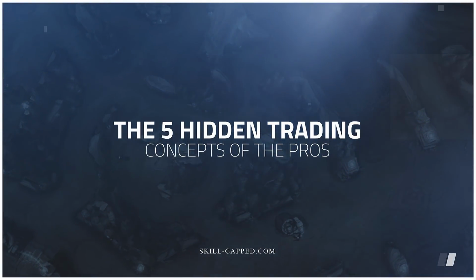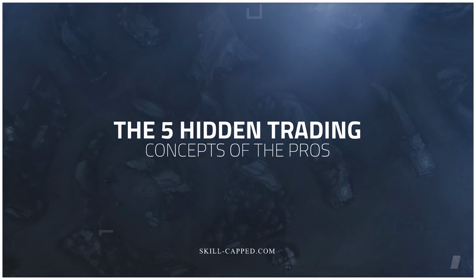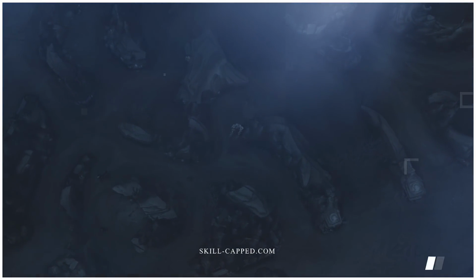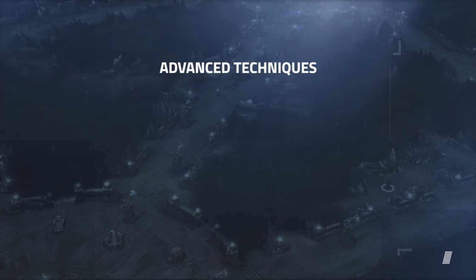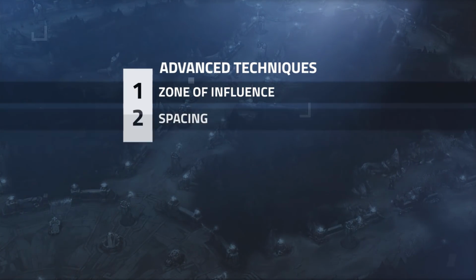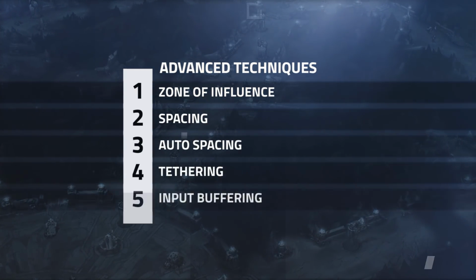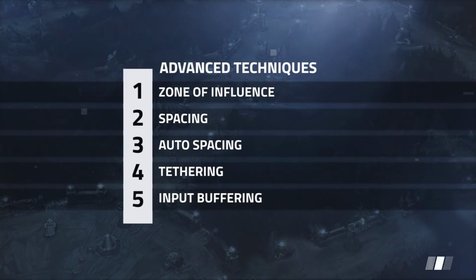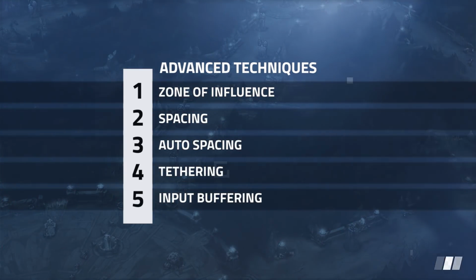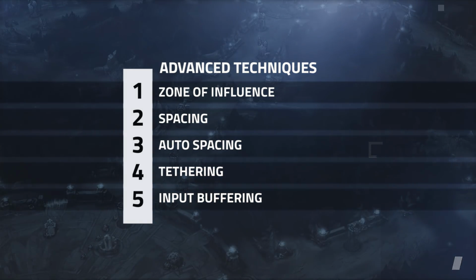We'll be breaking down 5 hidden trading concepts that pros use to dominate their lane. This will truly take your laning to the next level. We'll be covering advanced techniques such as zone of influence, spacing, auto-spacing, tethering, and input buffering. I promise, if you watch until the end, this guide will change the way you look at laning. Alright, enough hype, let's jump straight into it.